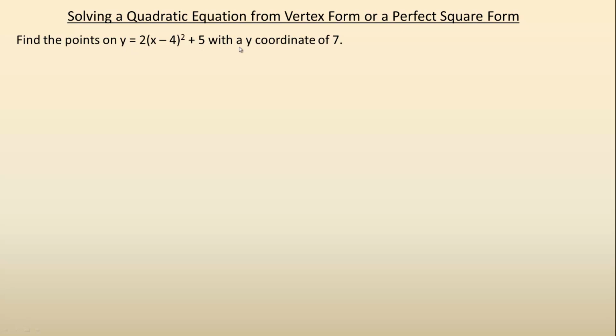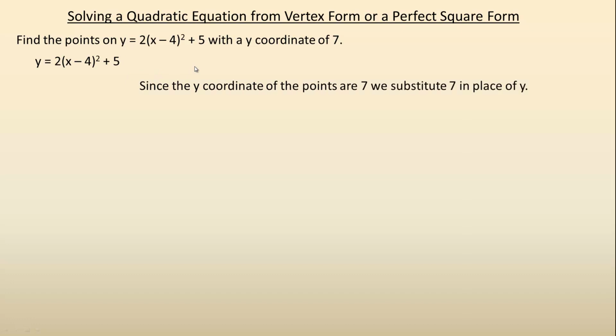And what we're asked to find here are the points that have a y coordinate of 7. So we're trying to find the x value, the x coordinate. So let's start with the equation here, and since the y coordinate of these points is 7, then we would substitute 7 in place of y. So this is the equation that we're now solving. Okay, now that we put the y coordinate of 7 in place of y.